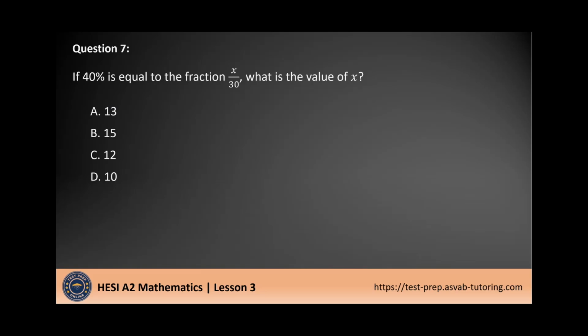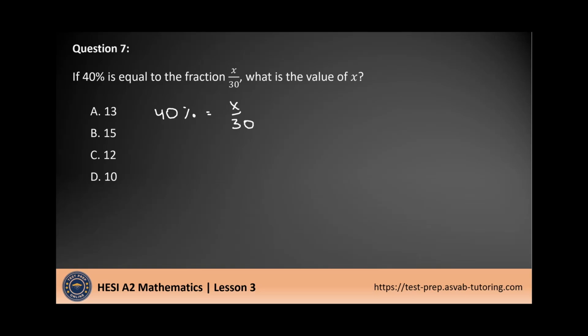Question 7. If 40% is equal to the fraction x over 30, what is the value of x? So we have 40% equals the fraction x over 30. Okay. Whenever we do any kind of operations with addition, subtraction, percents, decimals, we need to turn our percents into decimals. We cannot do operations on percents unless it's percent to percent.